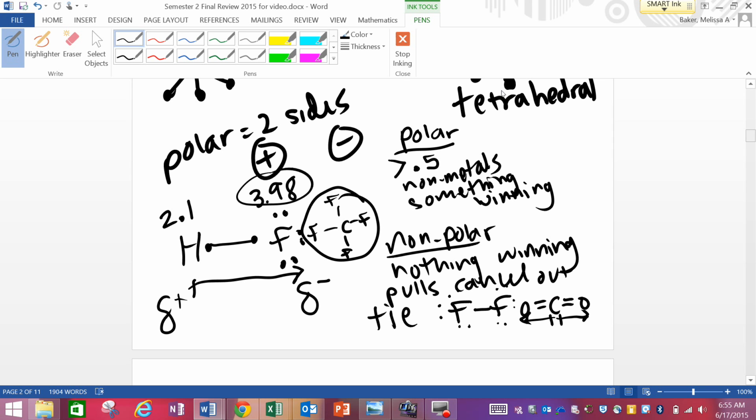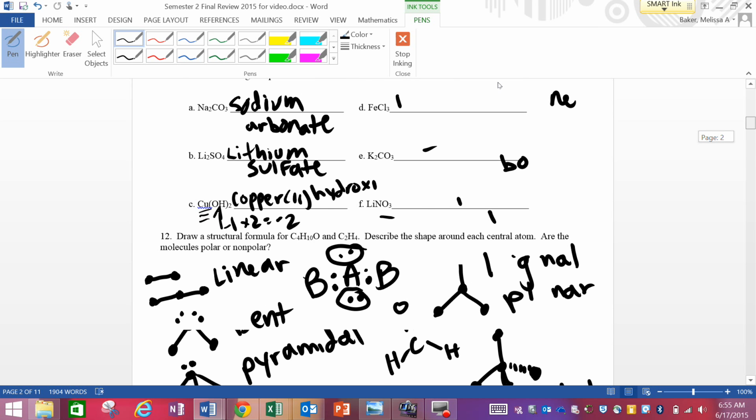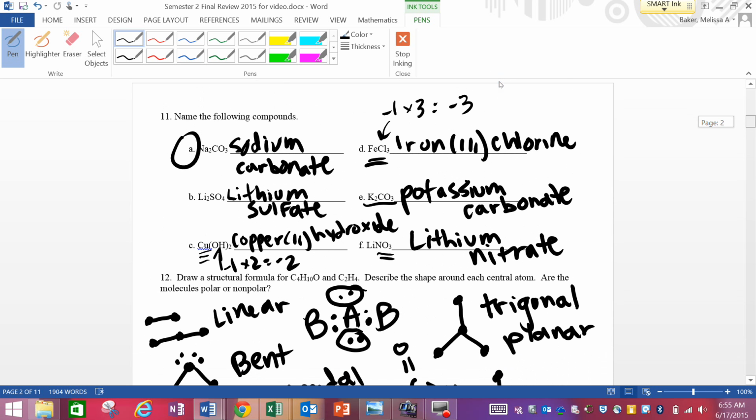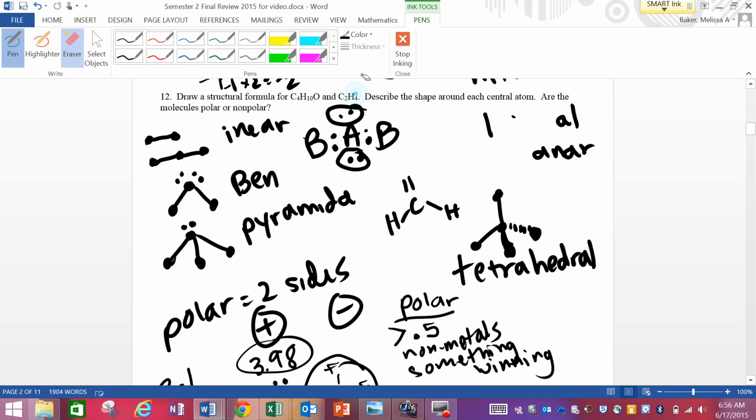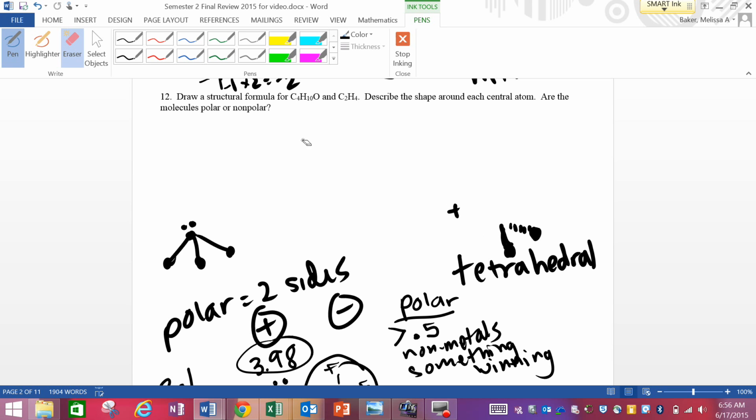Okay, so let's go back to the original question here. It would like you to draw C4H10O and C2H4. Okay, so I'm going to give myself a little bit of room here so we can draw these two and try to name their shapes. And it also wants us to tell it if it's polar or nonpolar. Okay, I think we've got enough space here.